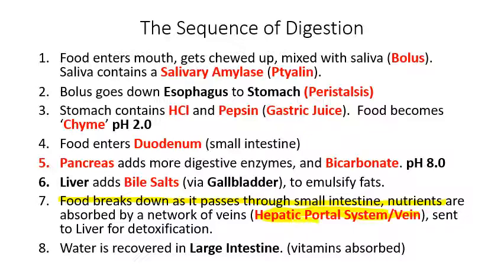The hepatic portal system veins all converge into a large vein called the hepatic portal vein, which leads from the small intestine into the liver. All of that food that we absorbed in our small intestine gets into the blood through these hepatic portal veins, but it is not allowed to go into the general circulatory blood until it's been filtered and detoxified. What do I mean by that?